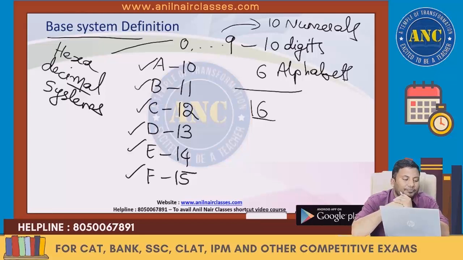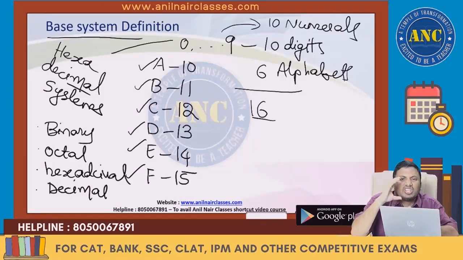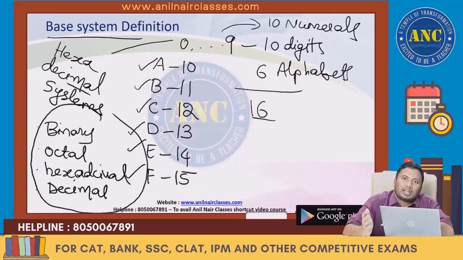So in general, in our education system, we use these systems. One is binary, one is octal, one is hexadecimal, and another is decimal system. These are the most generic base systems that we use in our day-to-day life. There are so many other base systems, but with respect to our syllabus, we will restrict ourselves to binary, octal, hexadecimal, and decimal system. Binary means 2 digits.